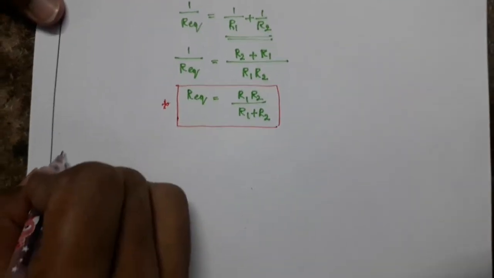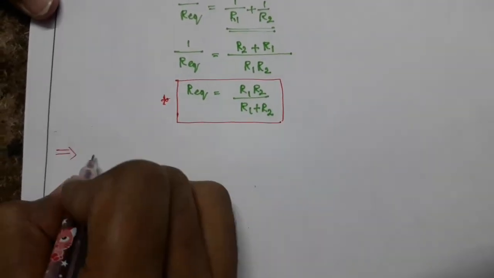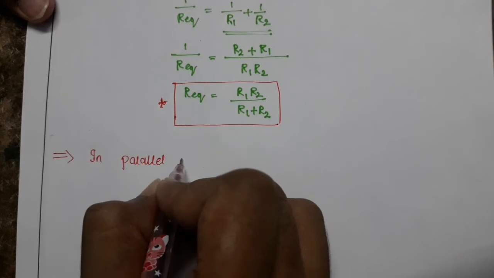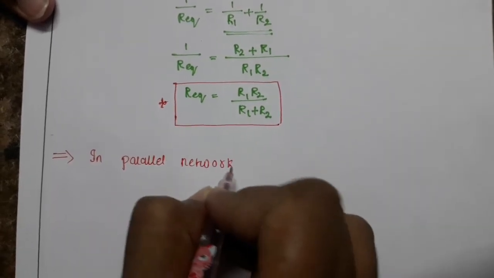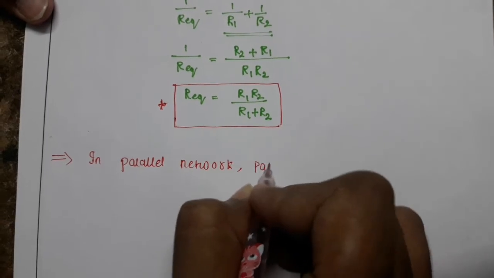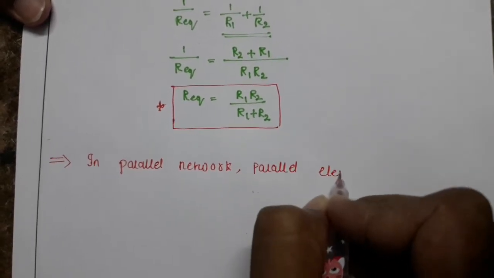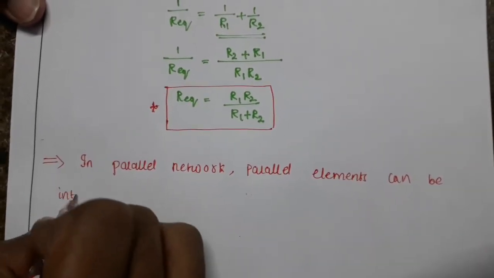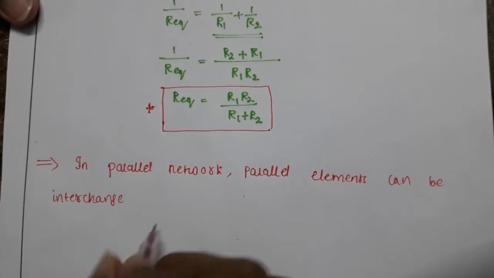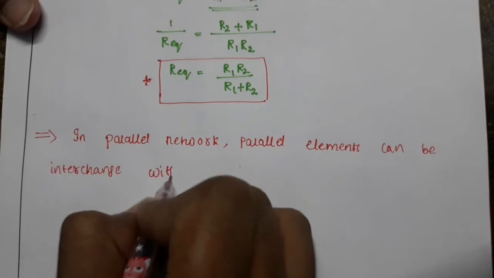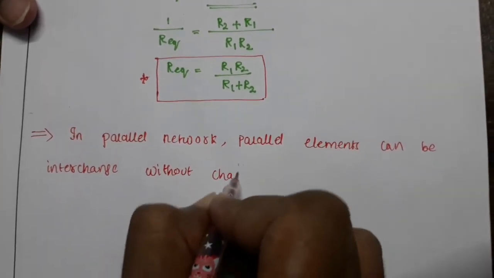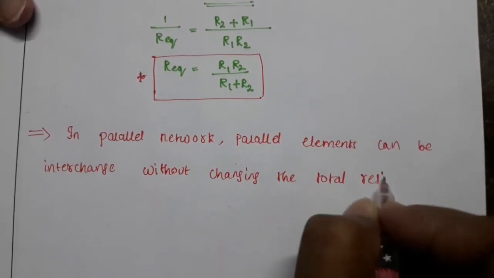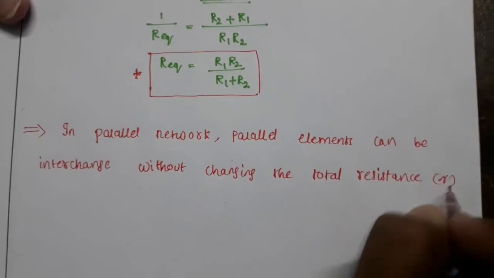And coming to the next point, in a parallel circuit or in a parallel network, parallel elements can be interchanged without changing the total resistance or the total current.